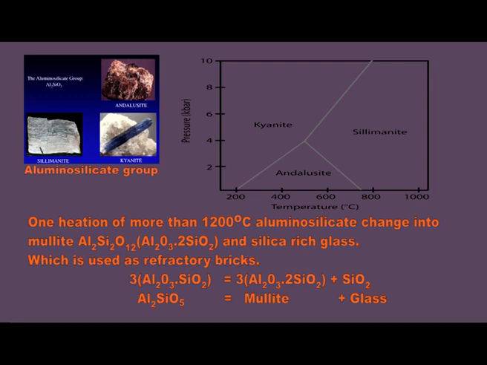On heating to more than 1200 degrees centigrade, aluminosilicate changes into mullite, 3Al2O3·2SiO2, and silica rich glass, which is used as refractory bricks. That is, 3Al2O3·SiO2 gives rise to 3Al2O3·2SiO2 plus SiO2; aluminosilicate gives rise to mullite plus glass.